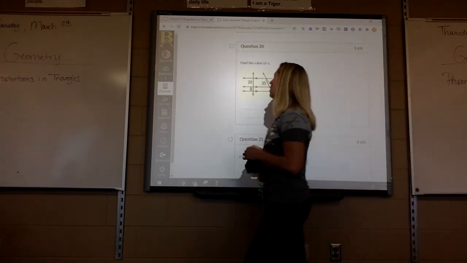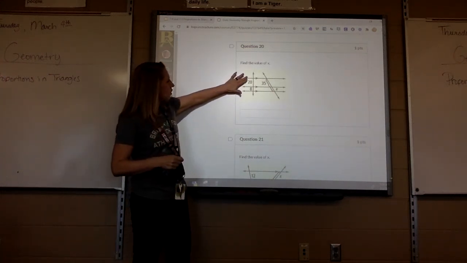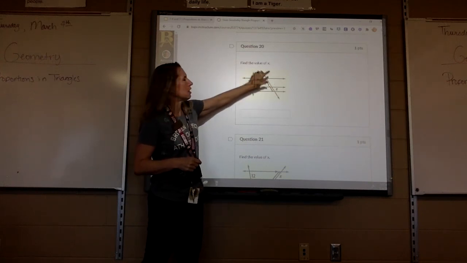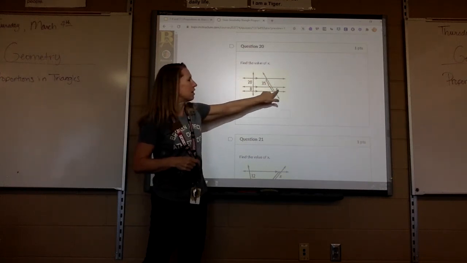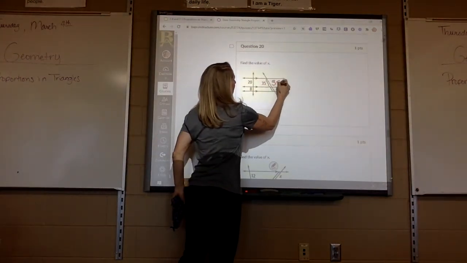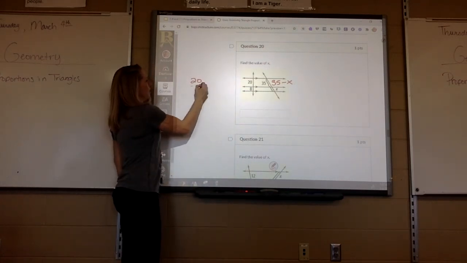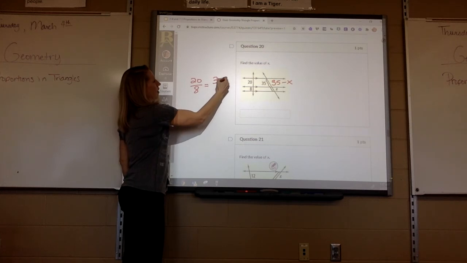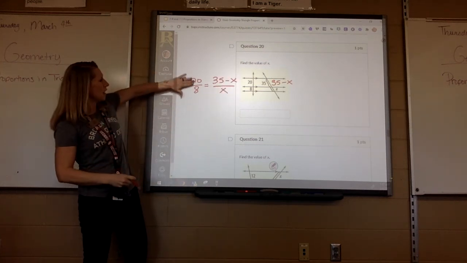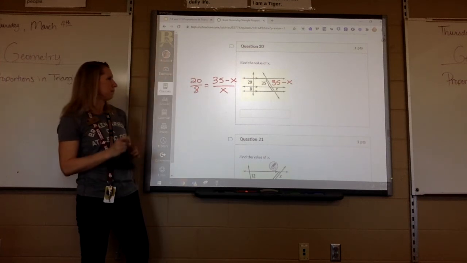So number 20 are those that are a little bit harder. So this, I could do 20 over 8, but then I have to figure out what this part right here is. So if the whole thing is 35 and that piece is x, what would that piece be? 35 minus x. So you would do 20 over 8, 35 minus x over x. And again, you can reduce that if you want to make the math easier.